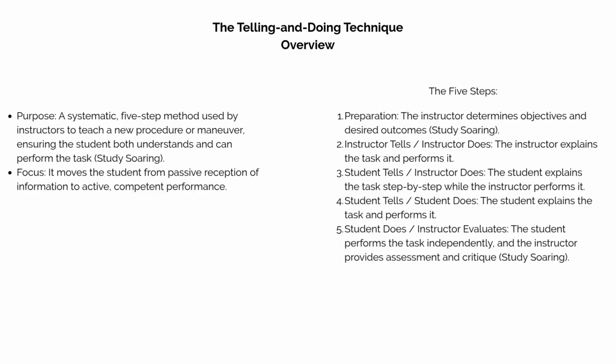Let's start with the instructional method. The telling and doing technique is a 5 step progressive approach for teaching a new maneuver. It moves a student from observation to independent execution.